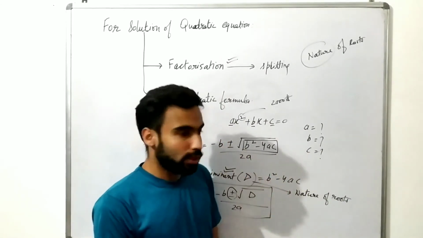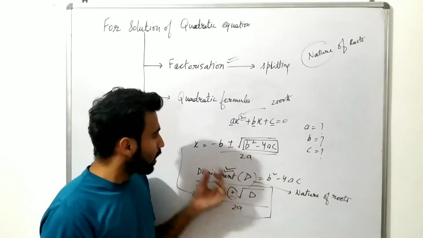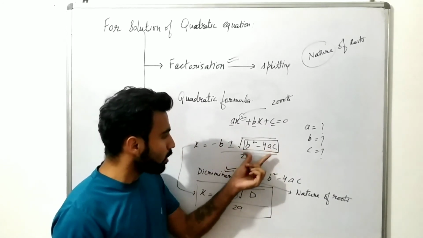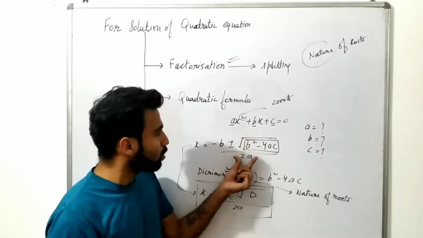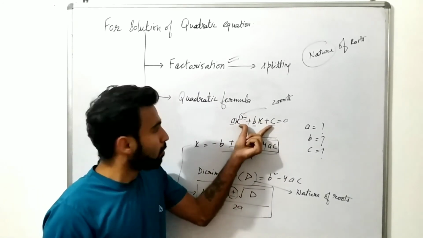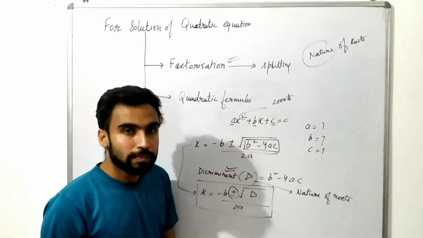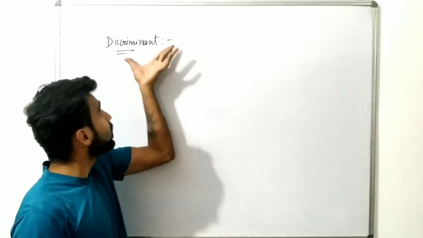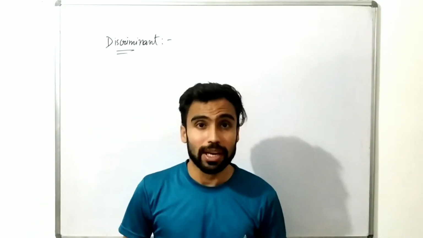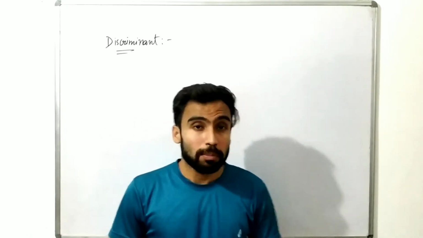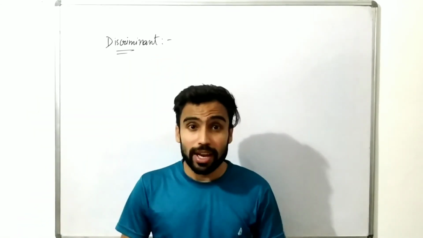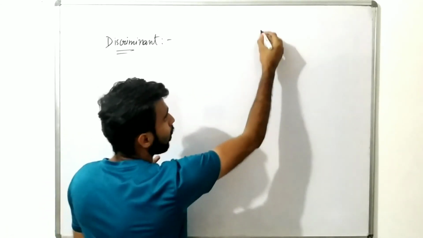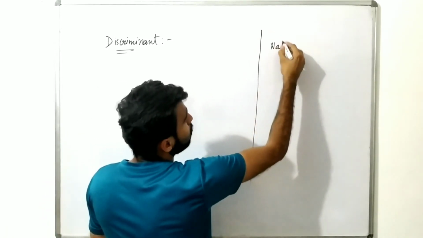But right now you have to just concentrate on the formula here, that is x equal to minus b plus minus under root b square minus 4ac over 2a. And these a, b, c values can be derived from the equation here. This is a, this is b, and this is c. That's all. Now let me explain the word discriminant here. I will take an example to find the nature of the roots by the discriminant. But before that, let me tell you what the nature of roots actually is.